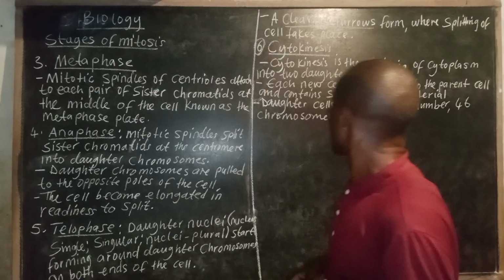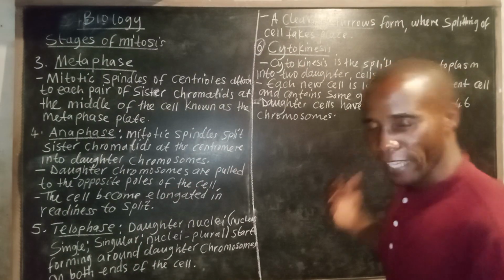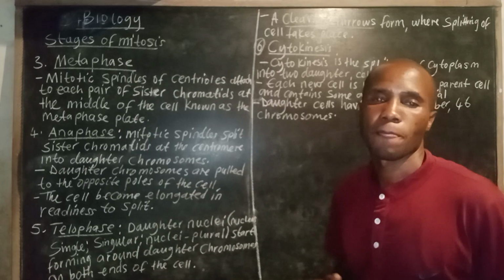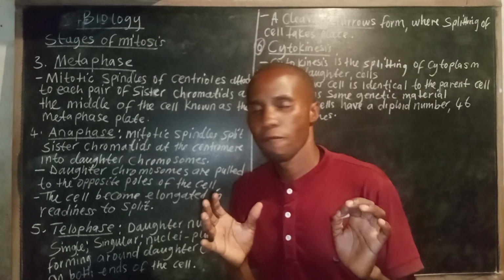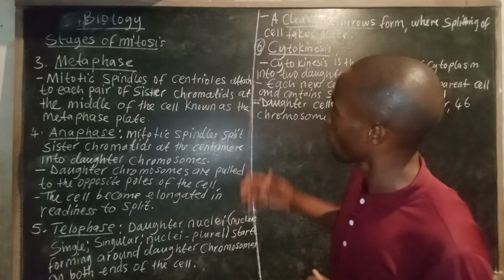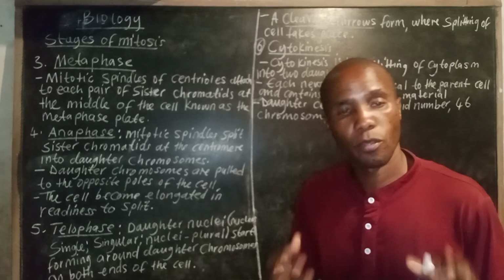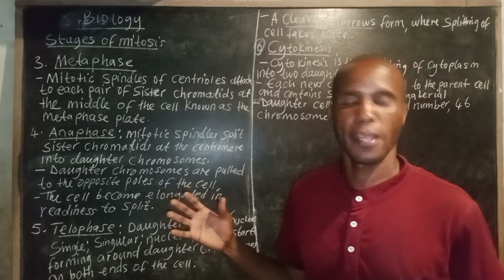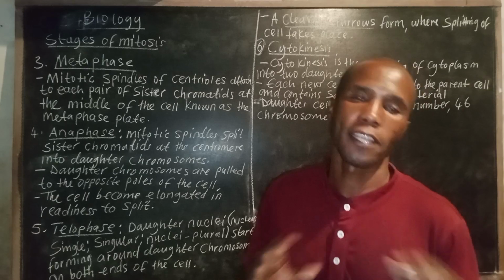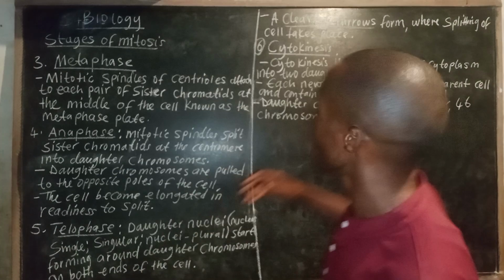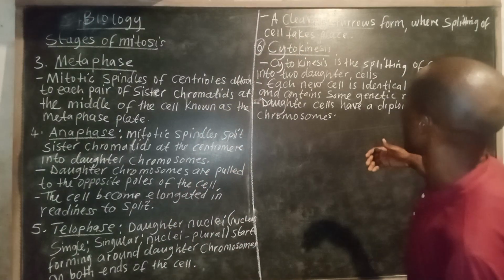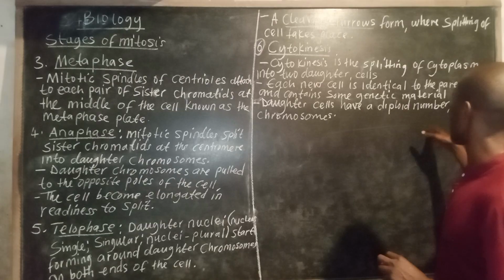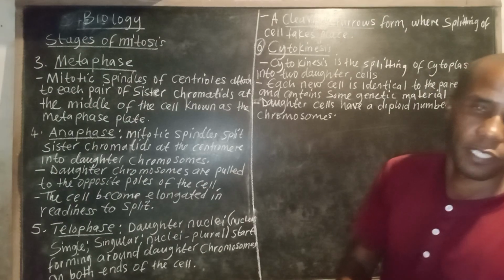And the reason why it is like this is that, if you are very much aware, mitosis only happens to body cells. That one does not affect sex cells. Therefore, the chromosome number is what? Diploid number, which is 46.